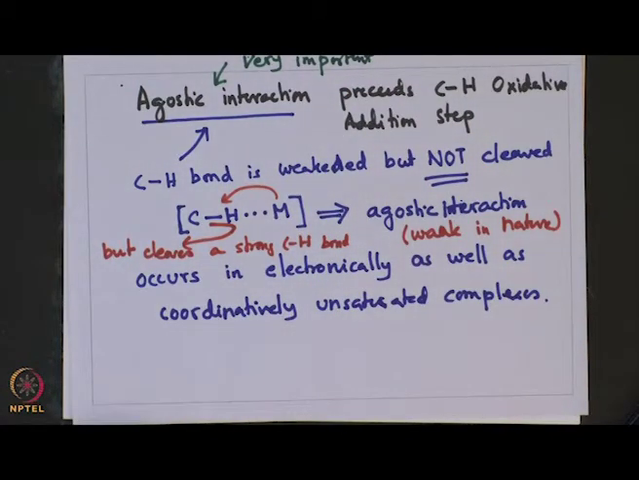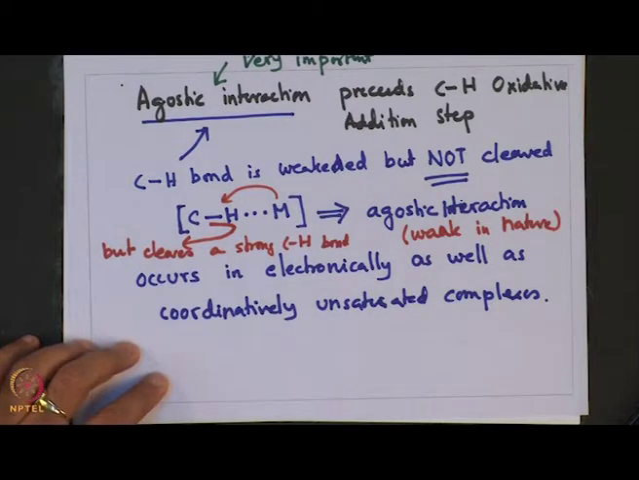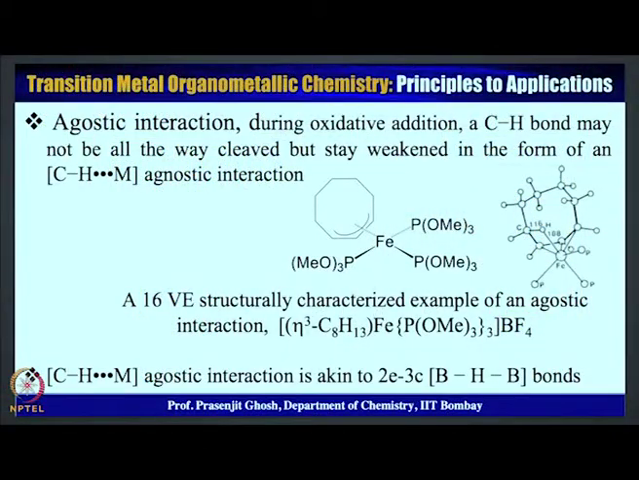And so, if one were to understand CH activation, one should begin by understanding agostic interaction, and one finds that agostic interaction occurs for complexes which are electronically as well as coordinatively unsaturated. So, this unsaturation is a hallmark of complexes that would show agostic interaction. Let us illustrate this with an example shown here.